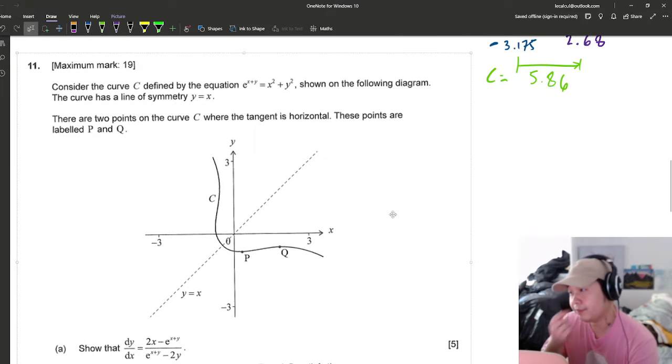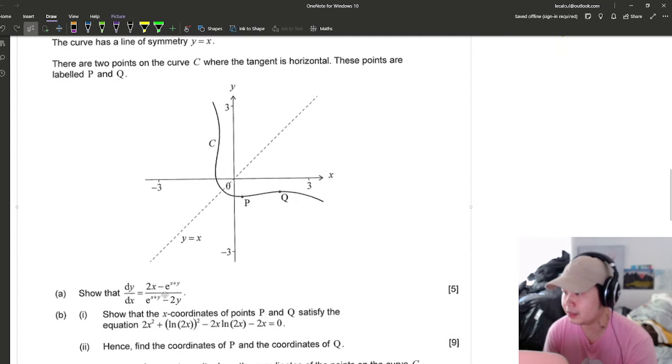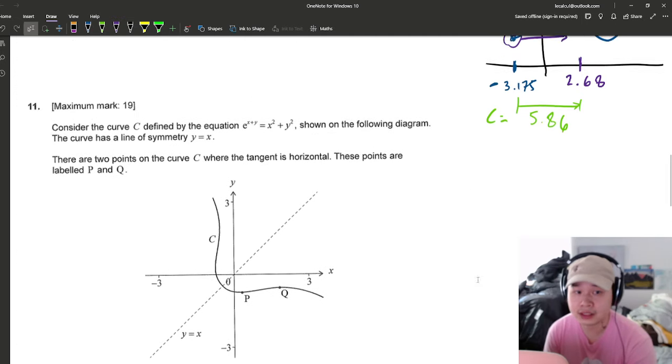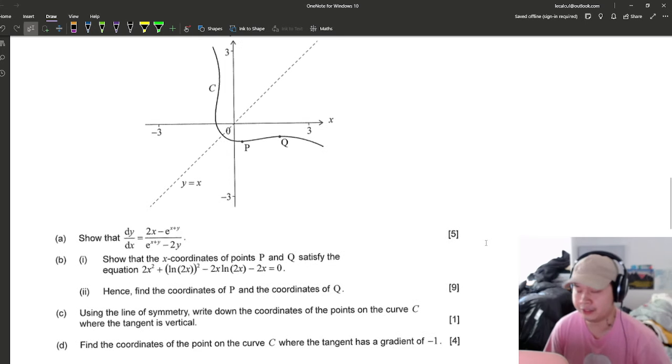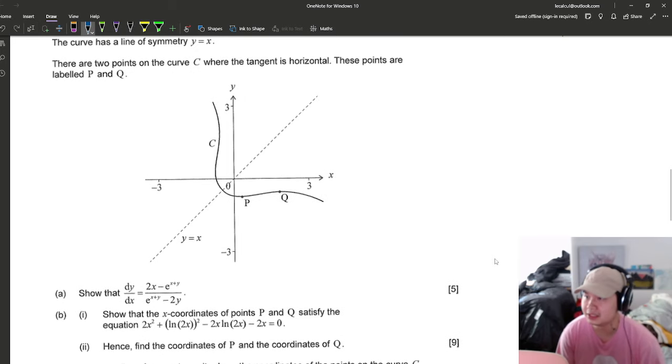Okay, what do we got? We got a curve. It's symmetric. It's got horizontal tangents at P and Q. Then we need to show this is the derivative. Okay, so this is an implicit differentiation because you have X and Y kind of mixed together in one equation. So that's what we're gonna do.